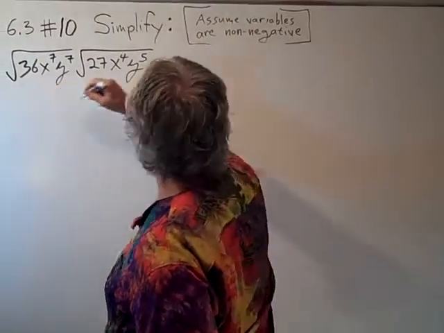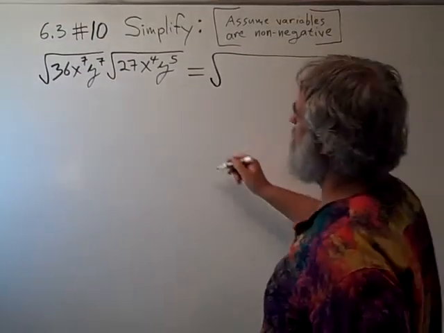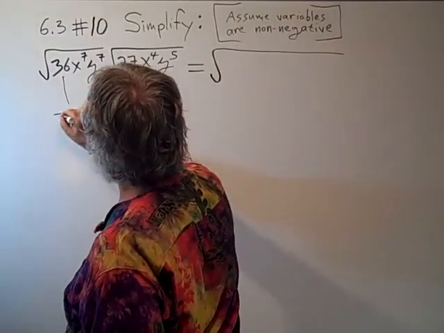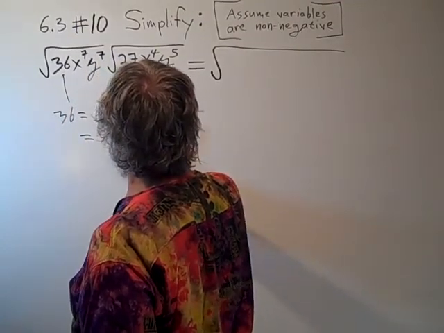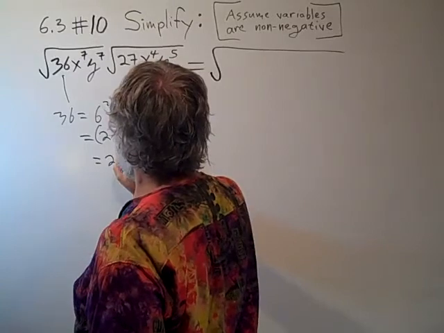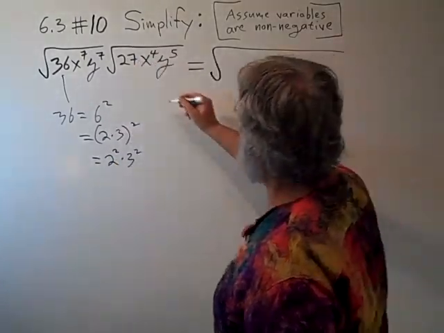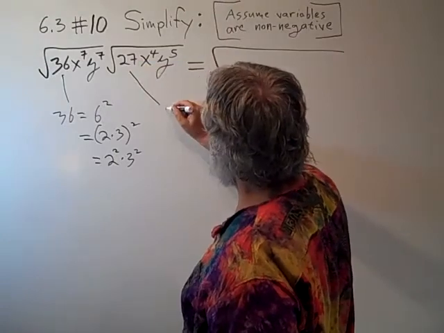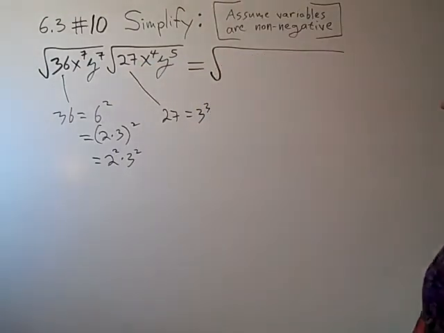Okay, we'll put this all under one big radical, and at the same time let's factor the coefficients. Now 36 is equal to 6 squared, which is 2 times 3 squared, which is 2 squared times 3 squared. So there's a factorization of 36. You know, 27 has a factorization. Well, that's just 3 to the third power.